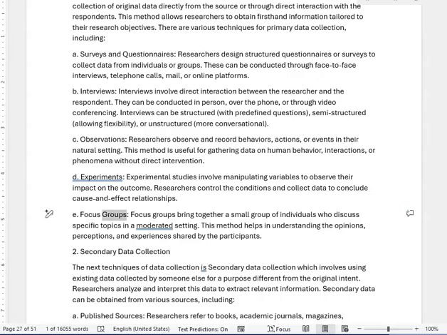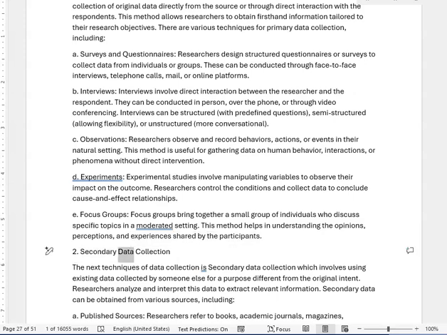E. Focus groups. Focus groups bring together a small group of individuals who discuss specific topics in a moderated setting. This method helps in understanding the opinions, perceptions, and experiences shared by the participants.